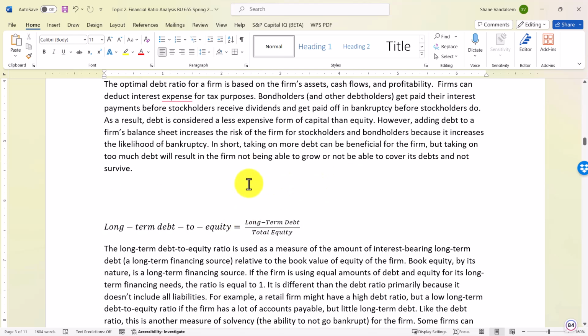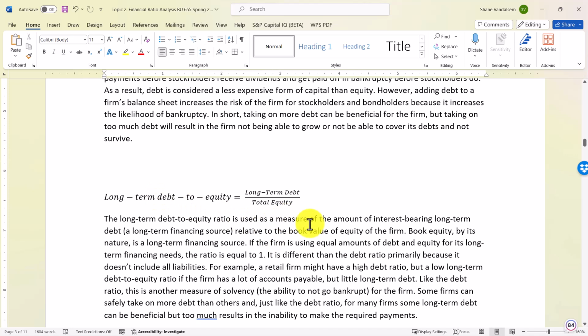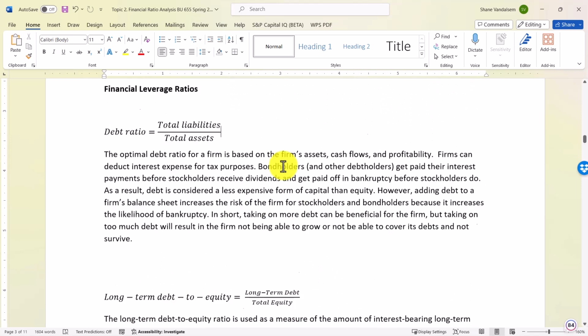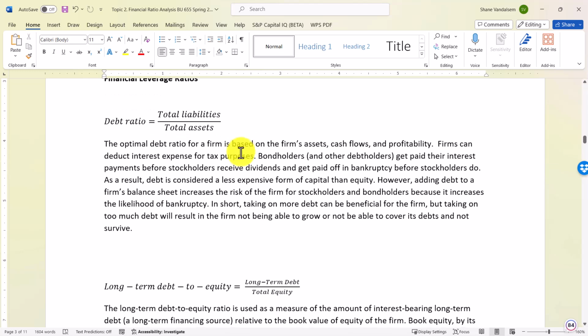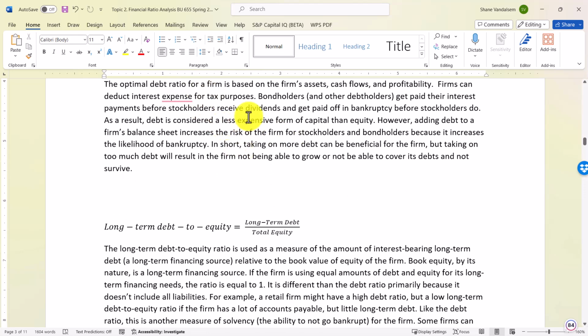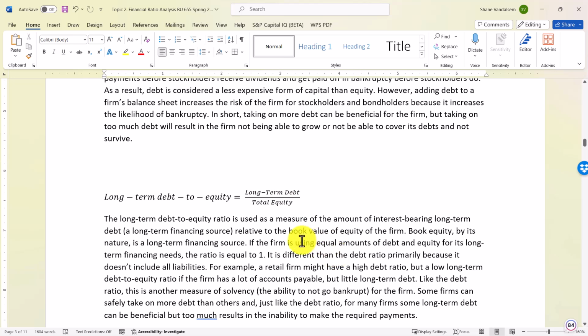The next item we have here is the long-term debt to equity ratio. The long-term debt to equity ratio is used as a measure of the amount of interest-bearing long-term debt, a long-term financing source, relative to the book value of equity for the firm. Now notice up here we have total liabilities, and that's going to include non-interest-bearing forms of debt as well. But down here there are short-term forms of interest-bearing debt, but most of that interest-bearing debt for most firms is going to be long-term debt. And so this kind of concentrates on that interest-bearing portion.